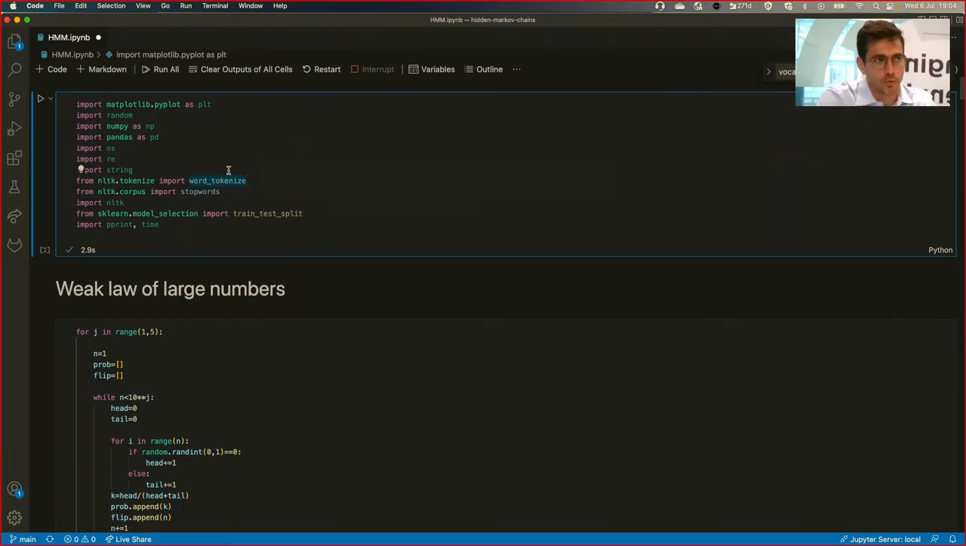We're going to look through the law of large numbers in the beginning, just to see how things work in statistics, and then we're going to look through the law of large numbers on the Markov models, and then we're going to see hidden Markov models with part of speech tagging, and we're going to look at text generation through Markov models.